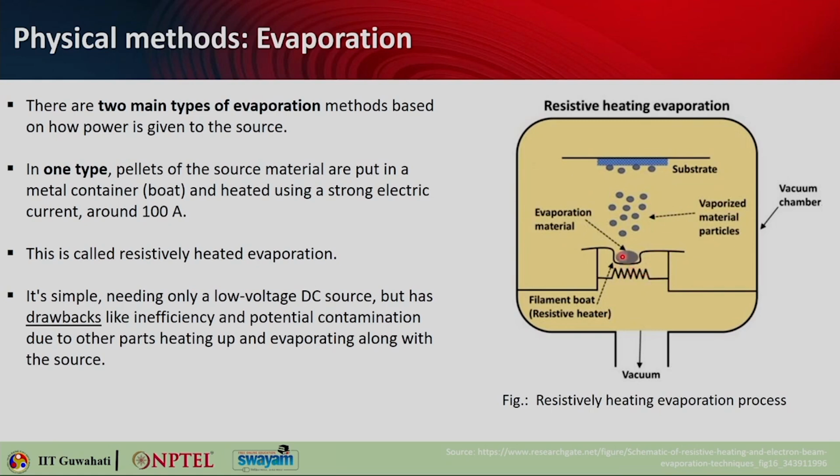So, this is how it works. The source material or evaporation material is here, and the filament or the heater element is here. It heats this up, and the vaporized material particles go and settle down on the substrate, which is kept right on top of it, and this is done in a vacuum chamber.